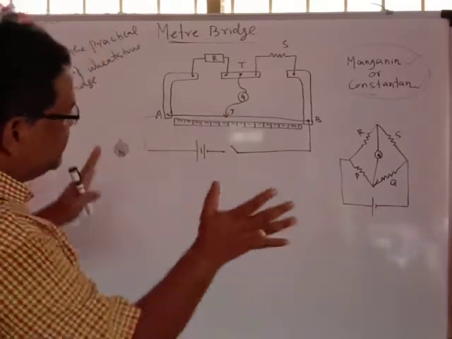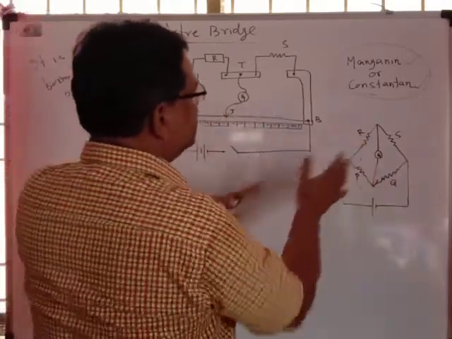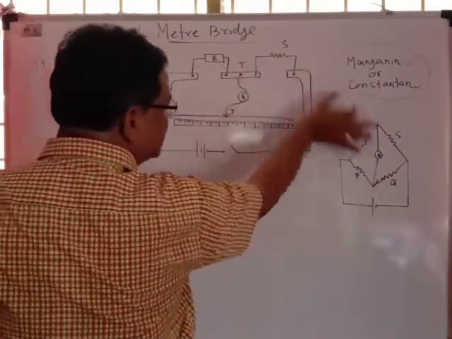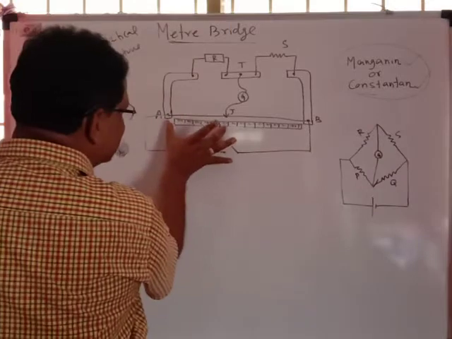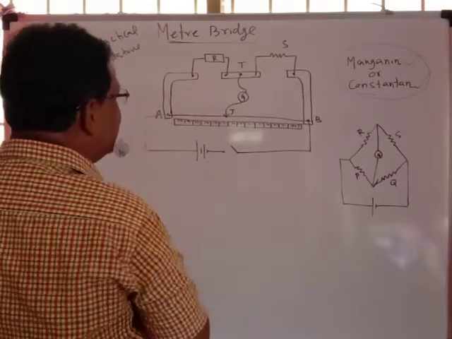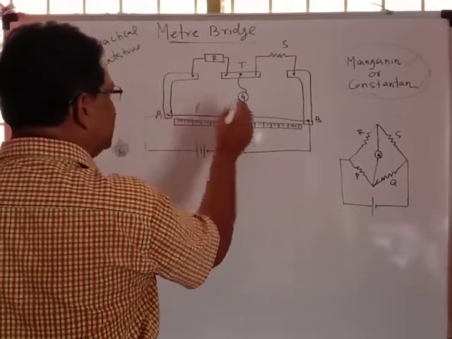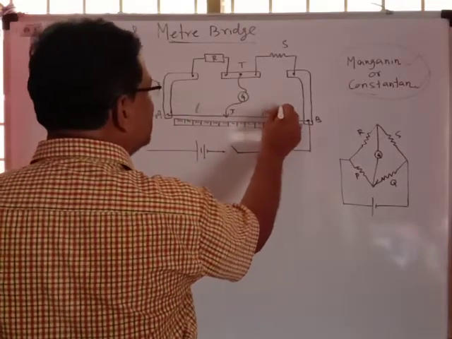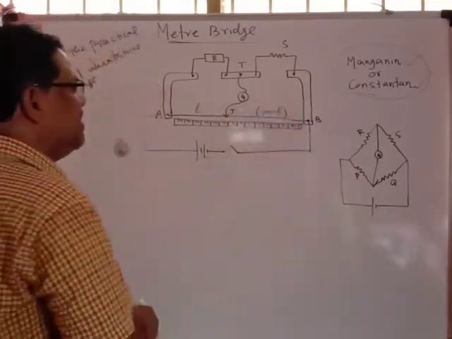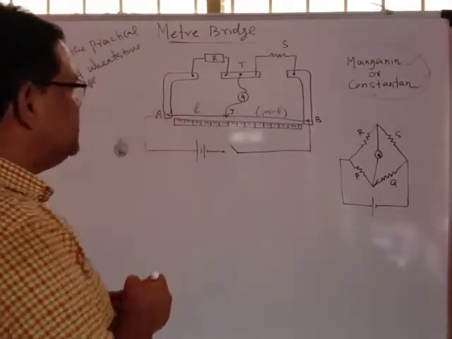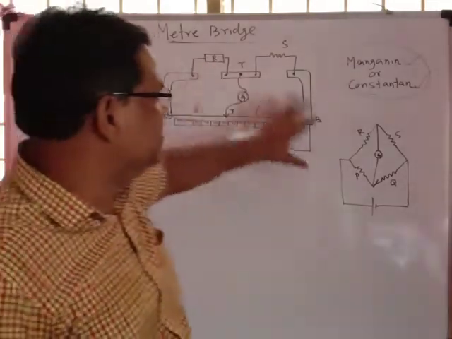Now just look, it is looking like the Wheatstone bridge condition. This is R, this section is S, and this section, the length of the wire, we call L. If it is L, then this will be 100 minus L, because the total length is 1 meter, 100 centimeter. So it is looking just like the Wheatstone bridge.